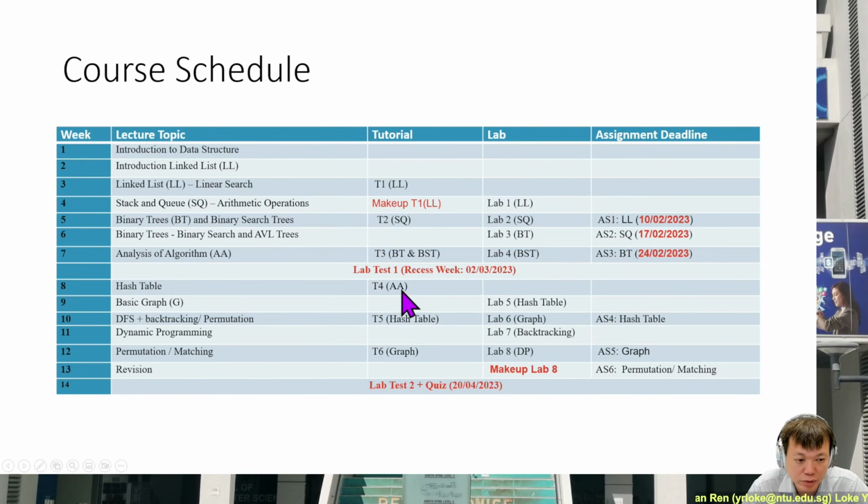So for weeks 8, 10, and 12, we're going to have the tutorial. Then the lab will start from week 9 onward. And in week 12, I think one day is Good Friday, if I'm not wrong. So the Friday group has a makeup in week 13. The rest will be conducted in week 12.